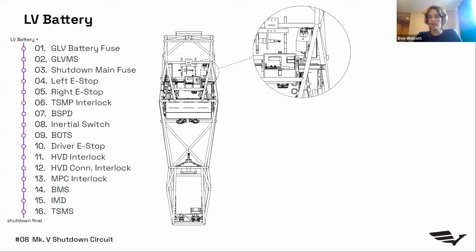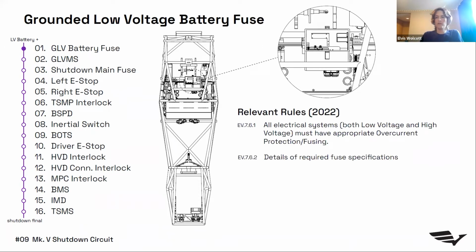And so assuming our battery is charged and hasn't been absolutely destroyed, we have battery voltage at the start of our circuit. The first node on the shutdown circuit is the grounded low voltage battery fuse, which is a fuse that protects the entire battery from overcurrent faults. A fuse is a component that will break a circuit if there is a flow of current greater than some certain design parameter. The rules tell us that all electrical systems have to be appropriately fused. And if you look at EV 7.6.2, it dives into how you calculate this: what is appropriately fused, what are those numbers, and what are the calculations you should be doing?